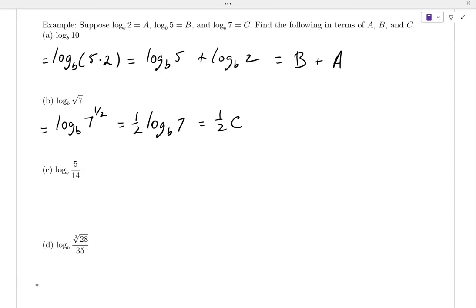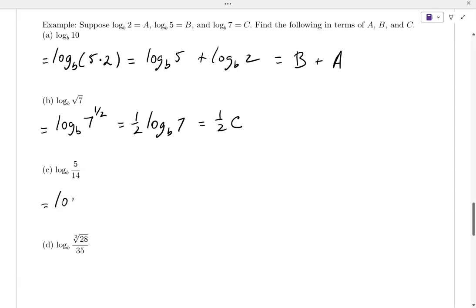All right, so same idea. See if you can work on C and D. Again, the idea is to try to break up your insides into 2s, 5s, and 7s. Use your log properties to break it up into log base b of 2, or of 5, or of 7, and then replace the letters. So work on those two for a couple of seconds, and then we'll chat about them.